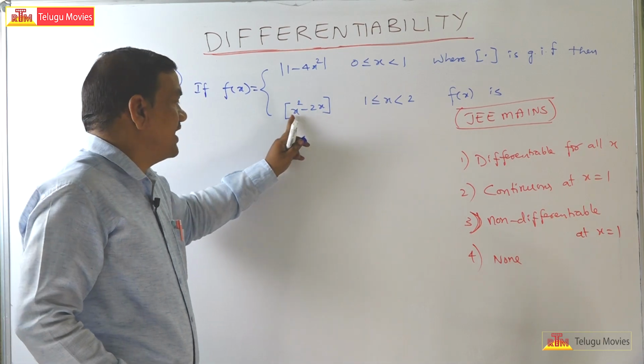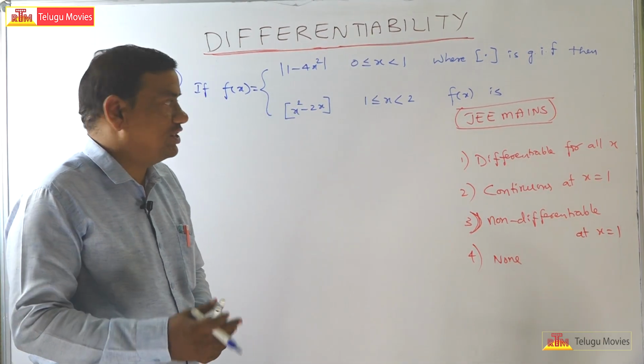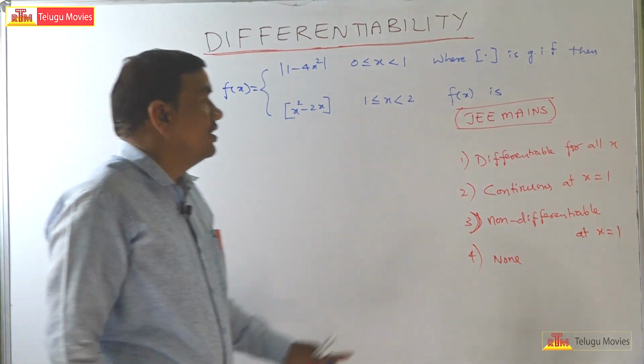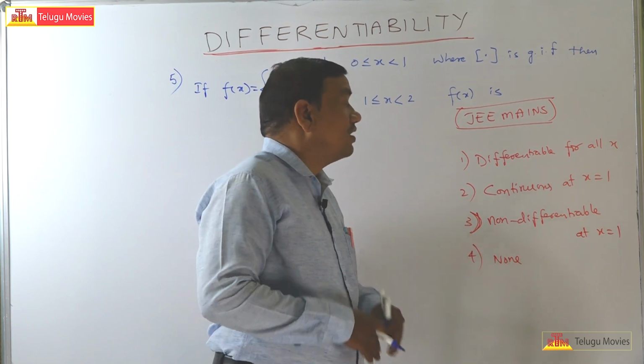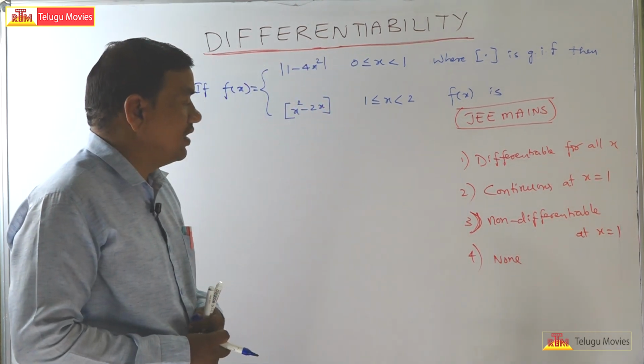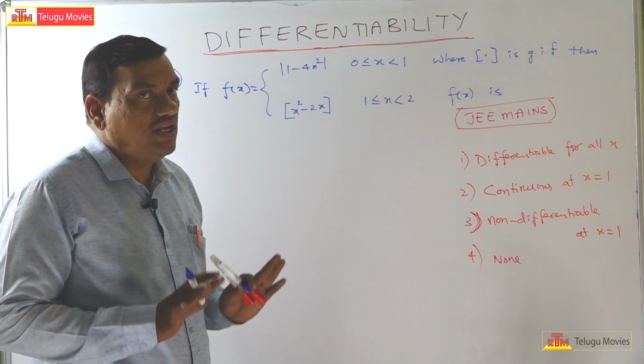the greatest integer function of x square minus 2x, where the step function is the greatest integer function, then f of x is. Then is it differentiable for all x, continuous at x is equal to 1, non-differentiable at x is equal to 1, none. So this problem also can be solved easily using the graph.